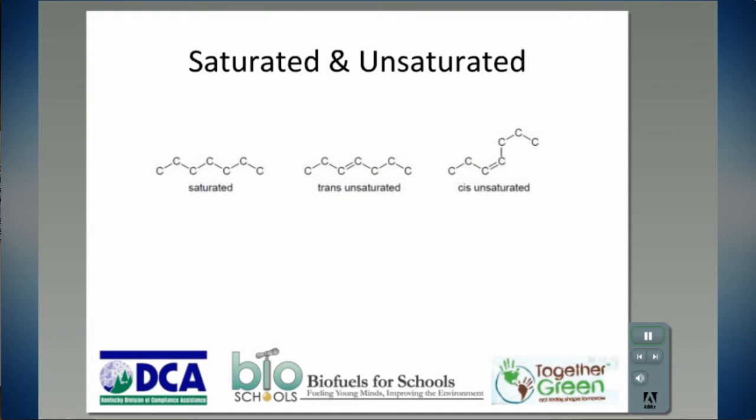In the hydrocarbon tail of the fatty acid, it is important to understand the structure as it relates to the double bonds. Saturated means that the hydrocarbon chain does not contain any double bonds. The difference between trans and cis is the shape of the molecule. Trans is more straight, while cis has a zigzag shape. This is due to the placement of the double bond.